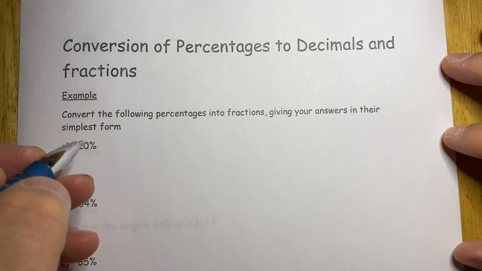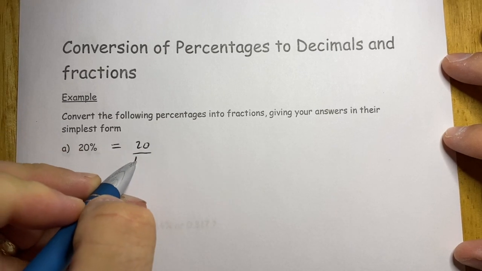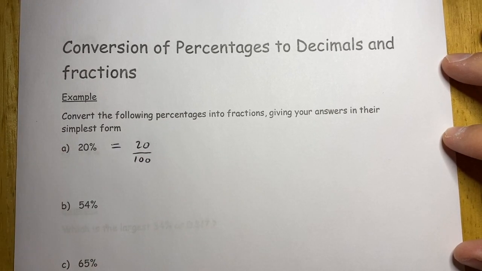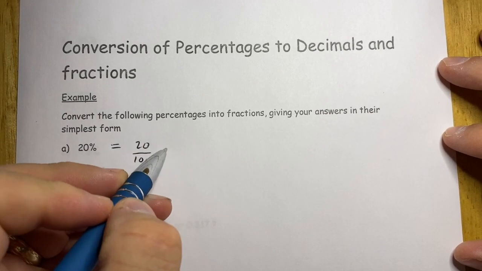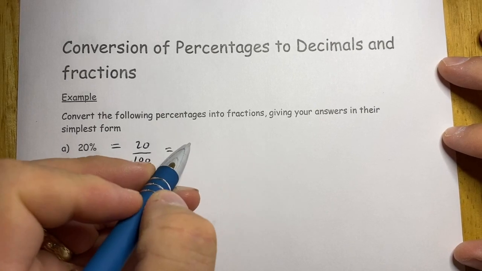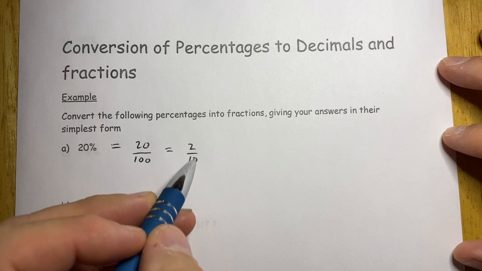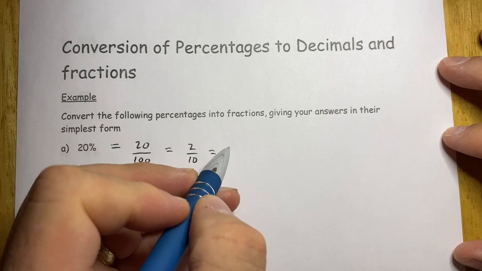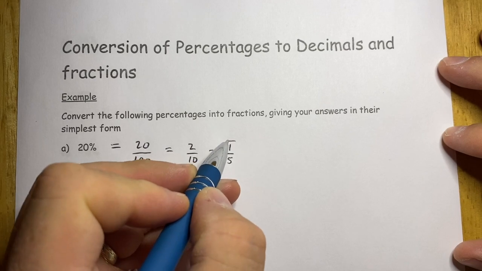Okay, so to change 20% into a fraction, percent means out of 100. So we can write it out of 100. We can see that they both end in a 0, so I can divide the top and the bottom by 10, so I get 2 over 10. They are both even numbers, so I can divide again by 2, and that gives us 1/5.